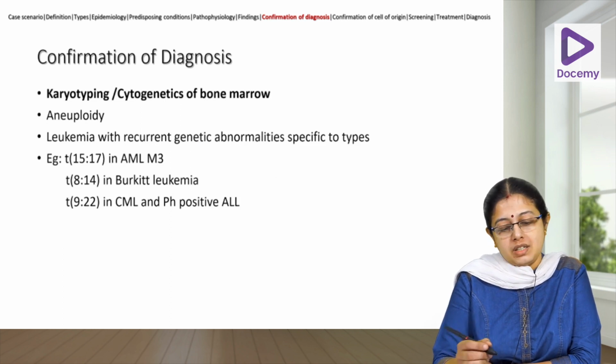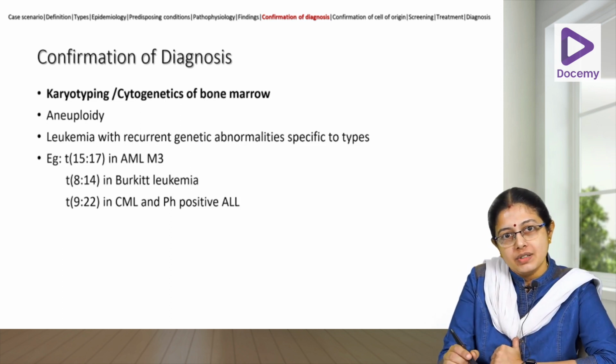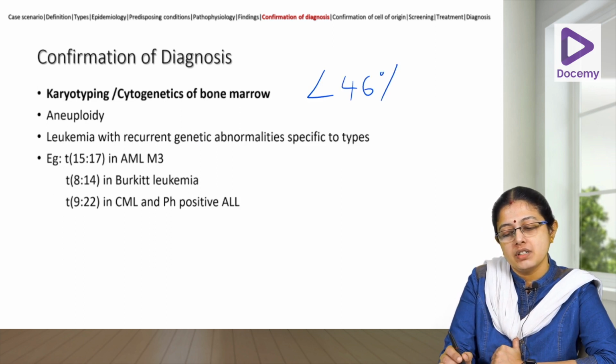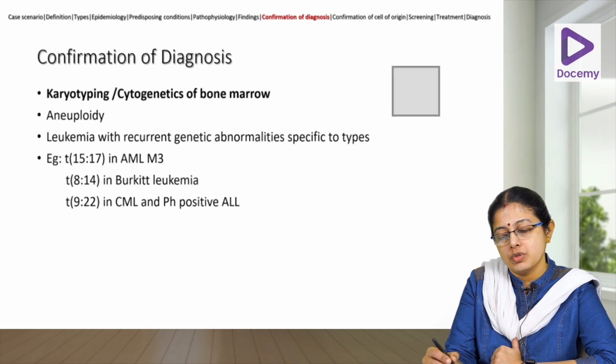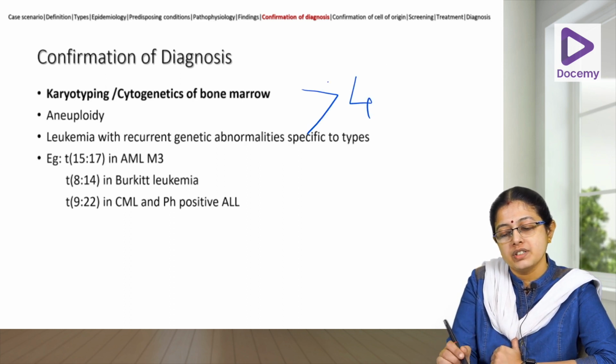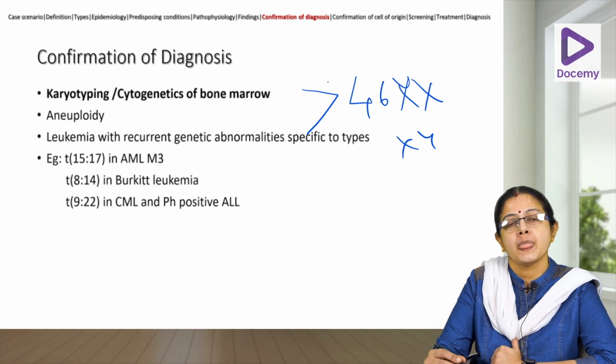So, what is it? Hypodiploidy actually means that the number of chromosomes is less than 46, XX or XY, and hyperdiploidy is when the number of chromosomes is more than 46, XX or XY, either of these.